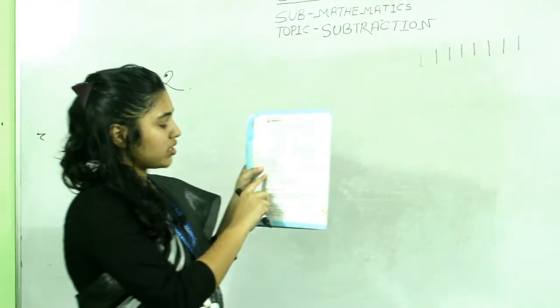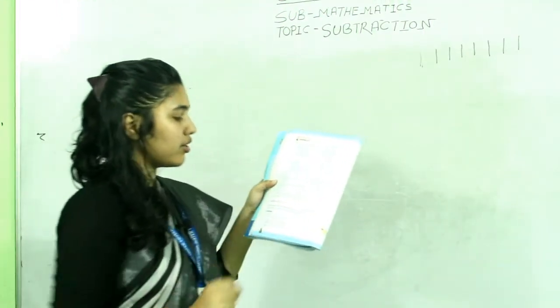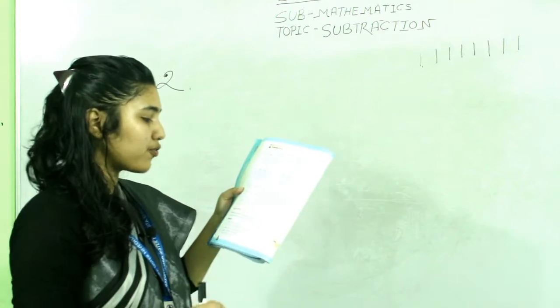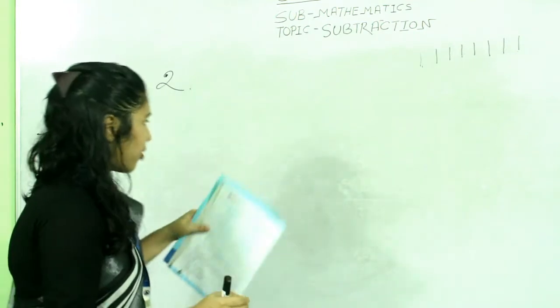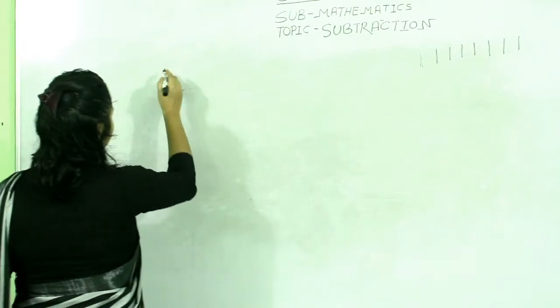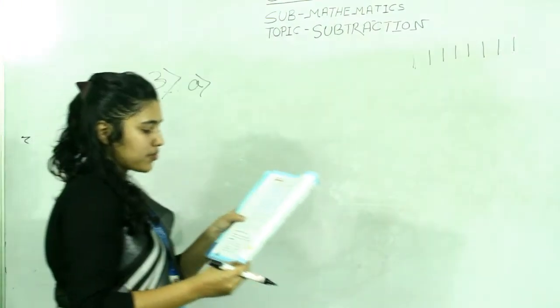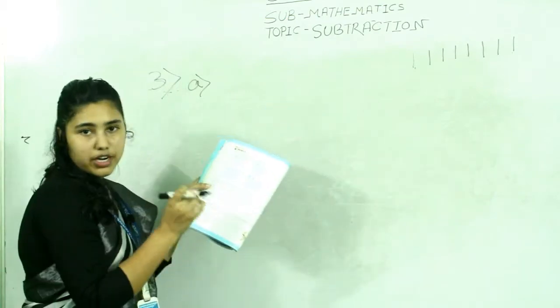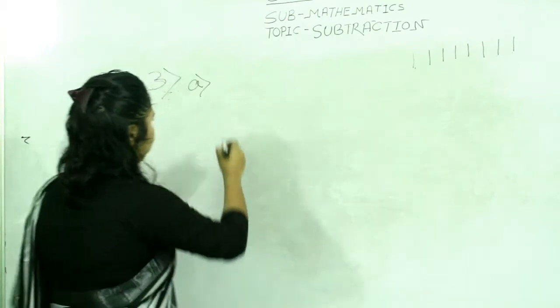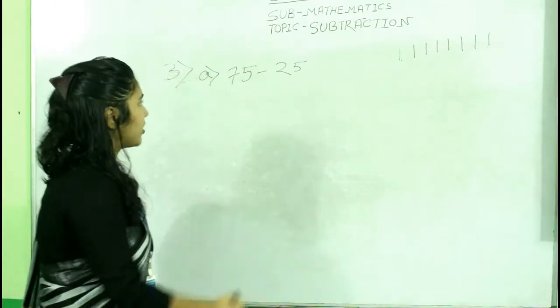Our next question, question number 3. Here we have to subtract each of the following by writing in expand form. So take the first example. Here we have to subtract 25 from 75. So first write 25.